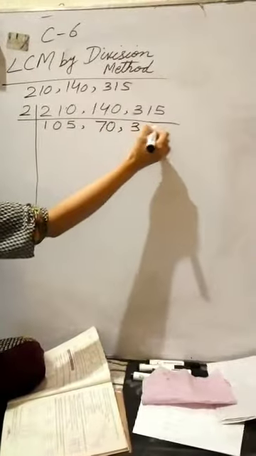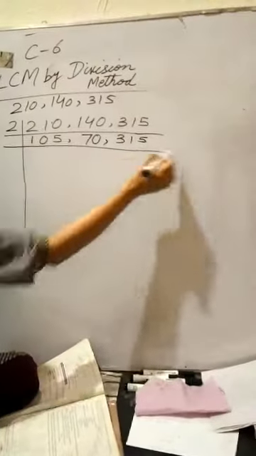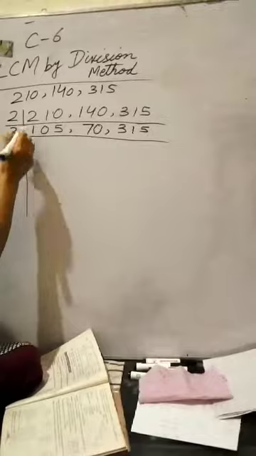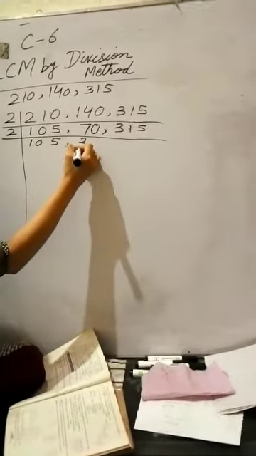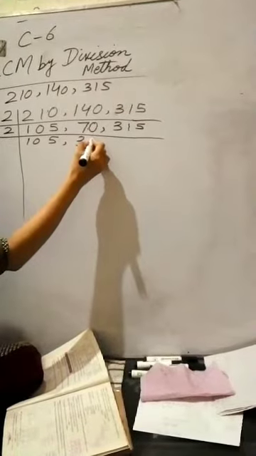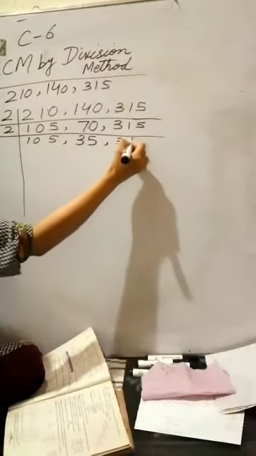Then 315 is not possible with 2, write it the same as it is. Then 105 is not possible with 2. 2 times 3 is 6 and 1 on the carry, 2 times 5 is 10. 315 is not possible with 2. Then all these numbers are not possible with 2.